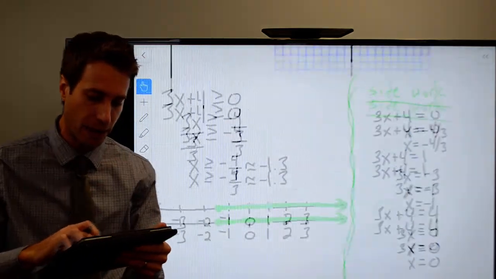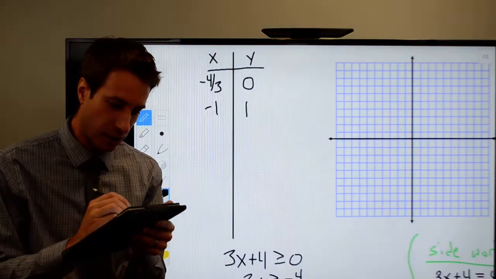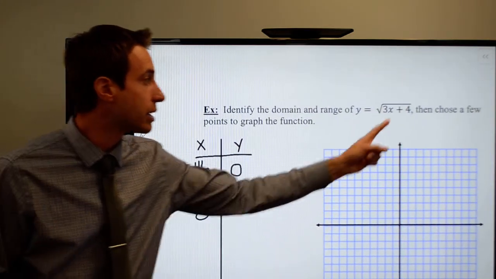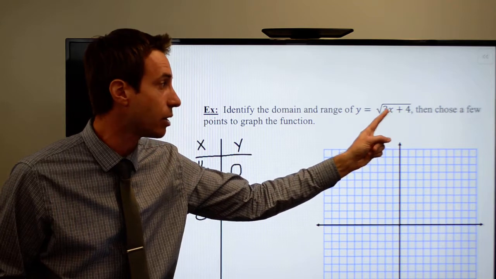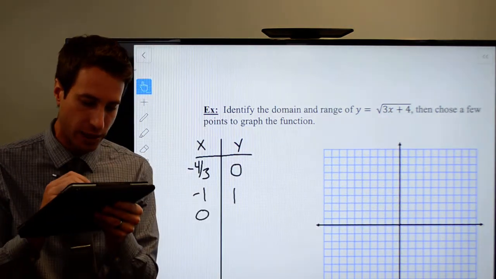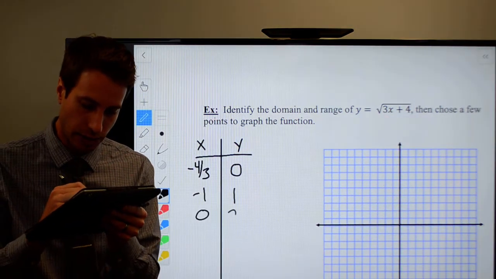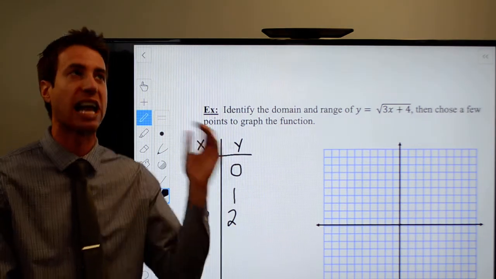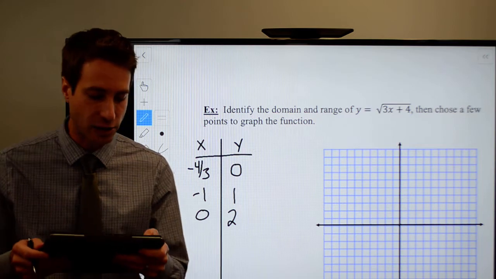So let's go back up here. I'm going to plug in a 0. 0 goes into my function. 3 times 0 is 0. 0 plus 4 is 4. And the square root of 4 is 2. That is a nice, neat, easy point to plot. I love it. Let's see if there's any more.